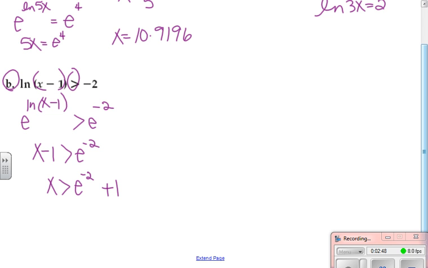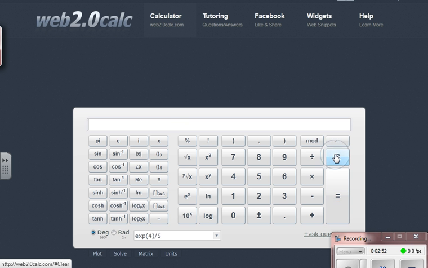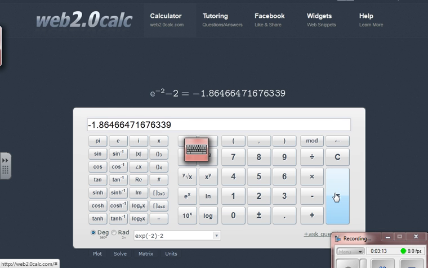Again, if we go to the calculator, we have e to the negative 2, and it'll be okay with that. If you don't trust it, go ahead and do it in pieces.